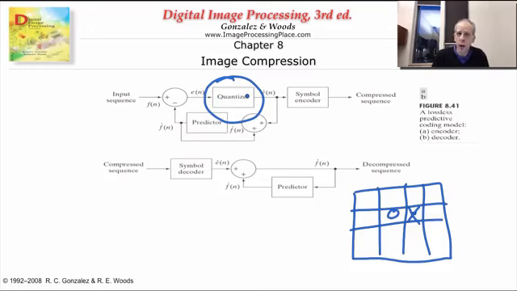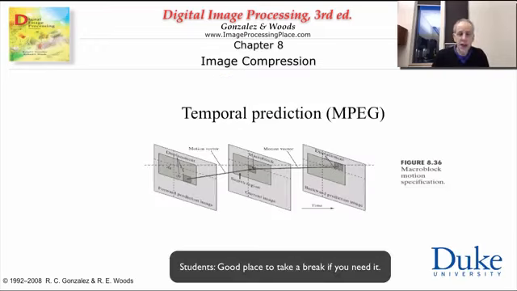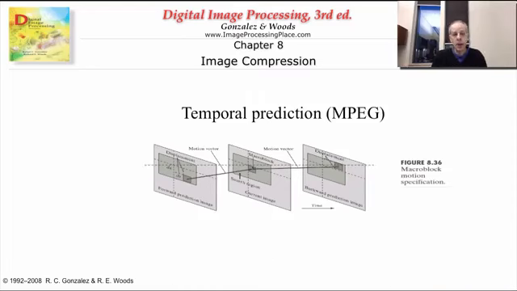Now, that's not the only way that we can do prediction. MPEG, which is the standard for video compression, is also based on prediction. But now I have multiple frames. Remember, in video, we have, let's say, 30 frames a second. So in order to predict, for example, this frame, I can use past frames to predict it. The basic idea is very simple. If I'm filming a scene that is completely static, then every frame will be identical to the previous frame. And MPEG is trying to take advantage of that.